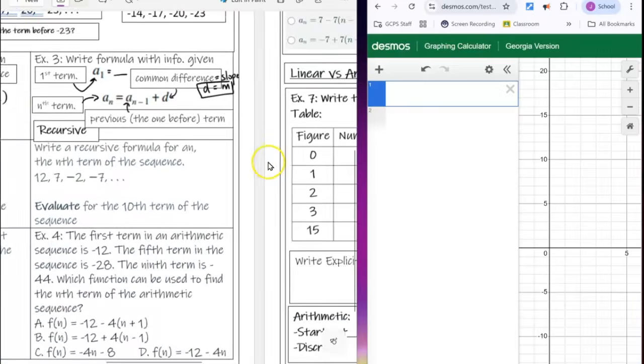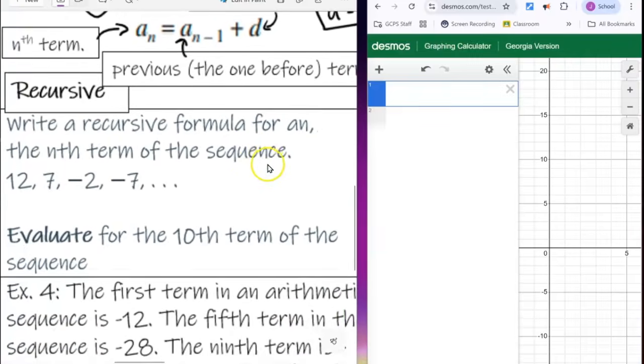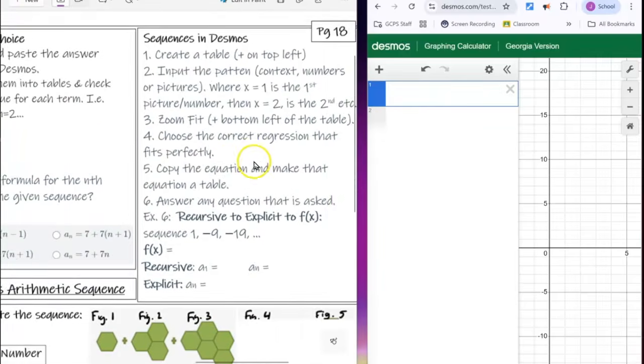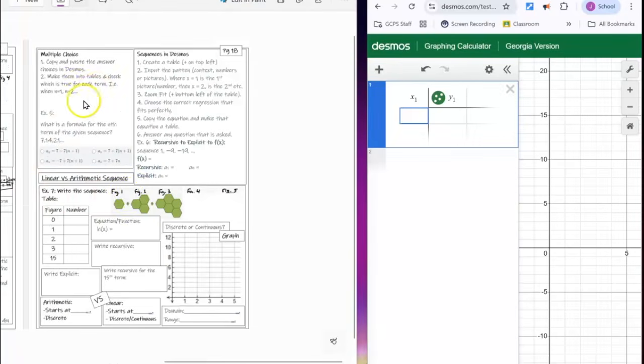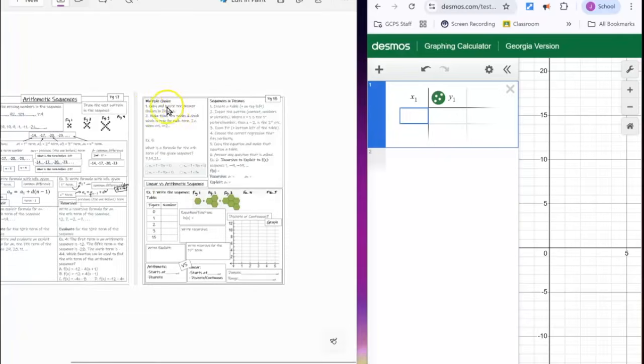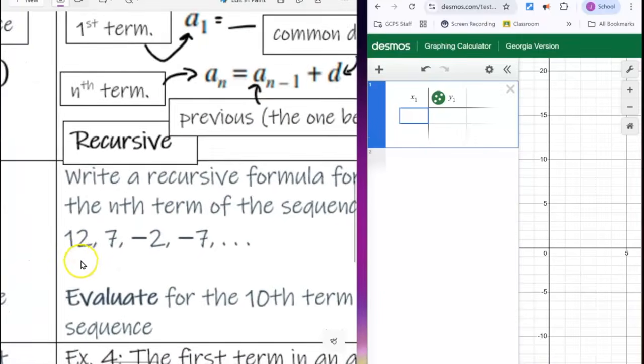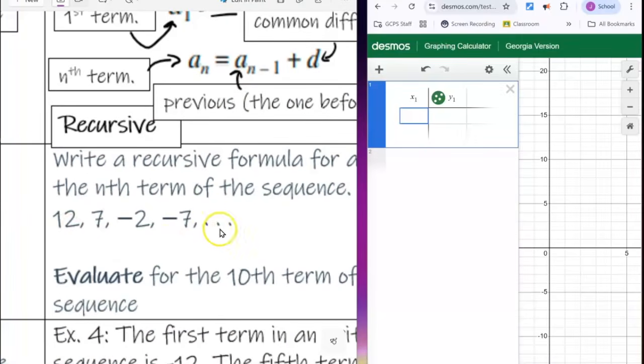All right, so before we even begin, what we're going to do is make it a table. Let me just read these steps to you so that you know how to use them. Create a table. So you're going to click a plus sign on the top left, create a table. Input the pattern, whether you're given a context, numbers, or pictures. So if I'm given pictures, my first one will be 1, my second one will be 3, my third one will be 5. Okay, so in this case, I'm given a pattern, so I'm going to put this in.